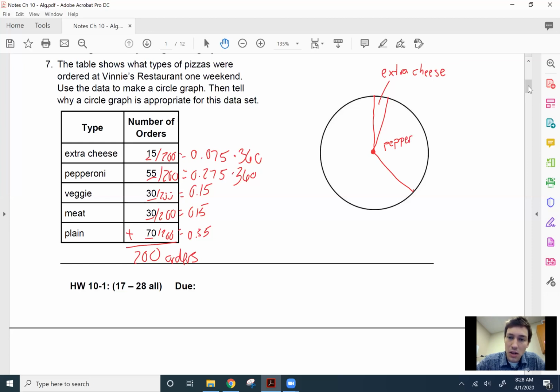All right. Then it says 15. So I'm going to take 0.15 times 360. And that's 54 degrees. So again, if that's roughly a 90-degree angle, 54, well, then that makes this 45. So 54 is going to be just a little bit more than that. So somewhere in here. Again, not an exact science, but we're going to get close. So that's veggie.